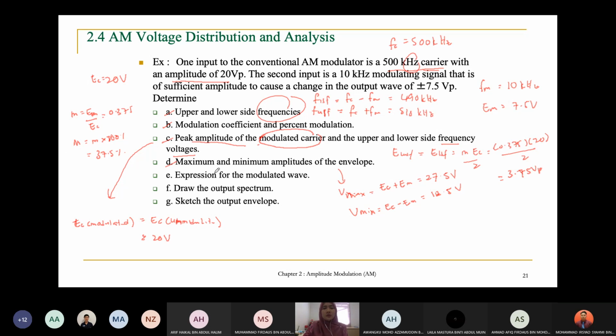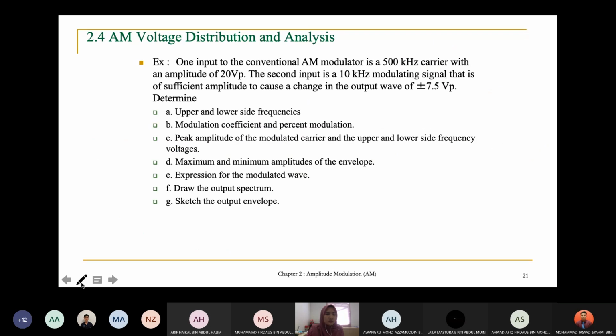The question asks you to give the expression for the modulated wave. So remember the equation for VAM(t). I want to clear this slide first. Now let's do E. The question asks you to find the expression for the modulated wave, which is VAM. Remember VAM(t) is equal to, the first one is the carrier signal, so it is EC sine 2 pi FC t.